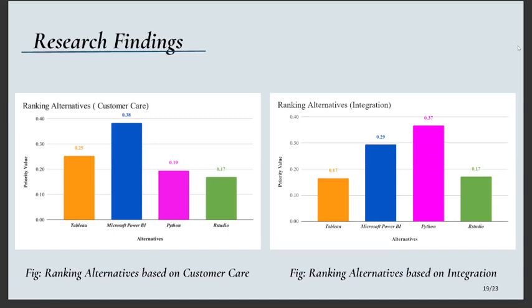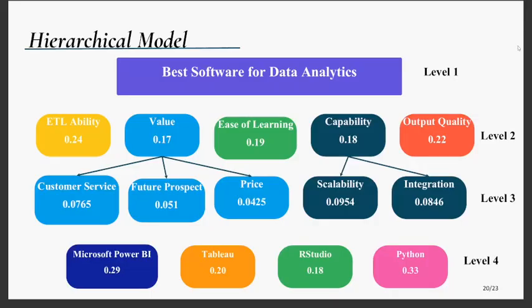And based on customer care, Microsoft Power BI was ranked the highest, followed by TableView, and then only by Python. And based on integration, Python was ranked highest here, followed closely by Microsoft Power BI. So these are the prioritization values added to each factor, subfactor, and their alternatives in the hierarchical model.